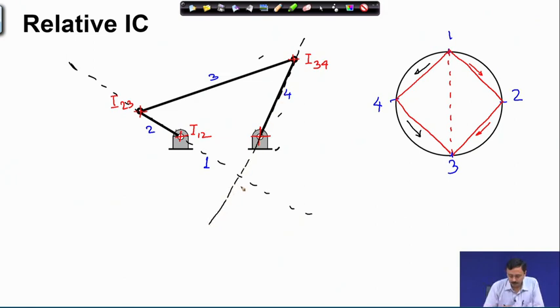Now, when a point has to lie on both these lines, the intersection point must be I 1 3. So, I have located I 1 3 now. I will join it by a solid line. Next is I 2 4.